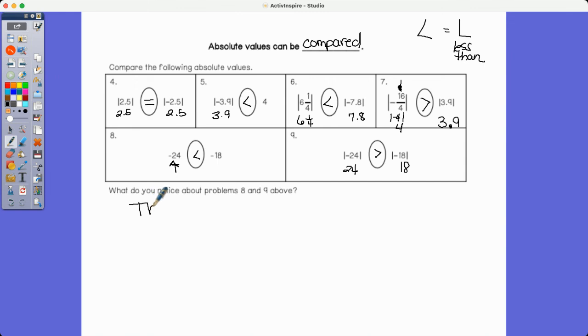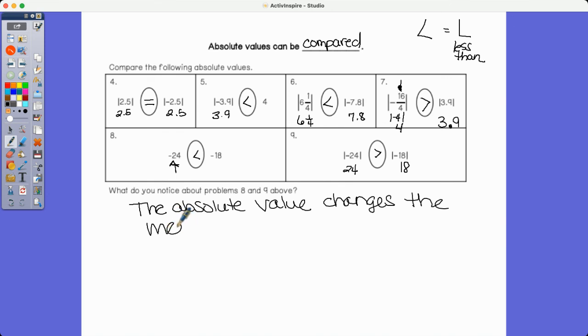What do we notice about problems 8 and 9? Above the absolute value changes the meaning and the answer, even when we're using the same number.